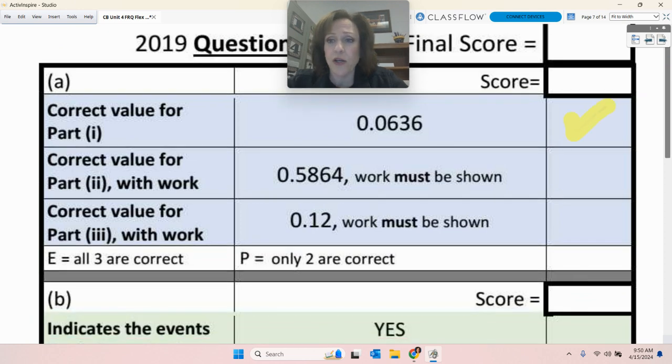Okay, so let's take a look at that and see how you did. So you had the correct work. Here, work must be shown to get credit, or you do not get credit. You had to show things you added and subtracted together. And here, you had to show the numerator and the denominator to get credit for that.